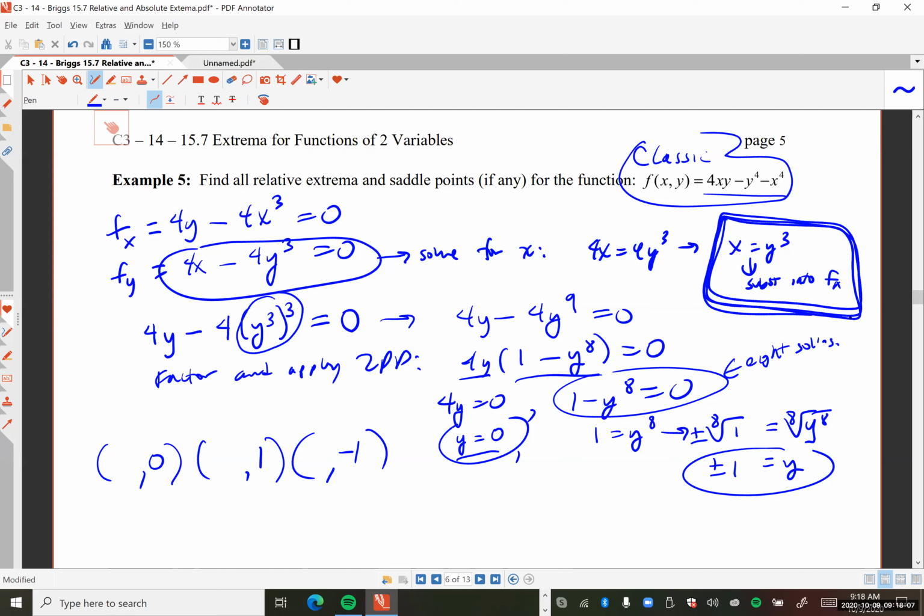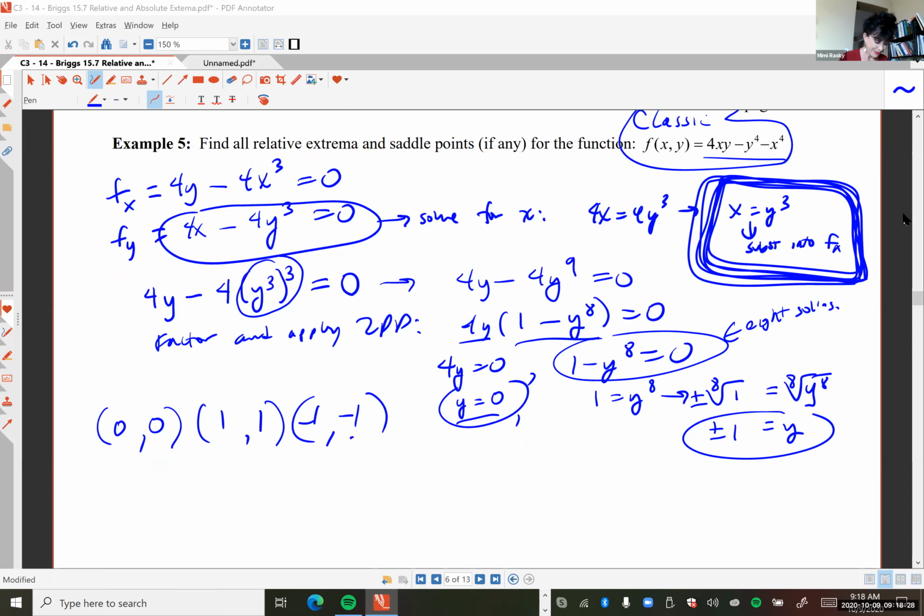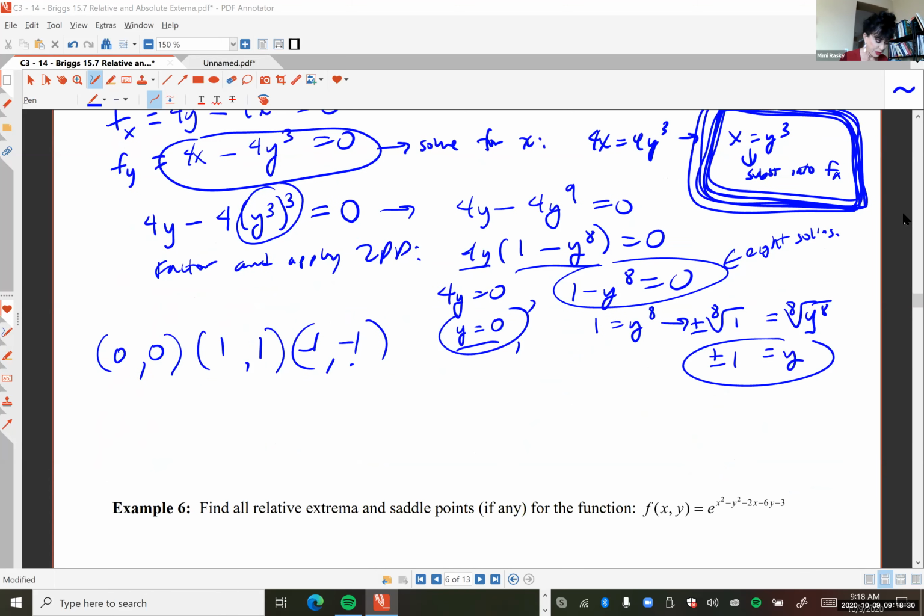You have x already, basically. x is equal to y cubed. Yes. So use it. If y is 0, 0 cubed is 0. If x equals y cubed and y is 1, 1 cubed is 1. And if x equals y cubed and y is -1, you get a -1. All right, that's nice. So there we go. Those are 3 critical points.